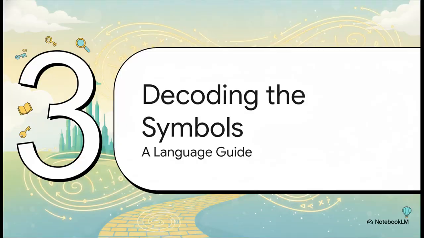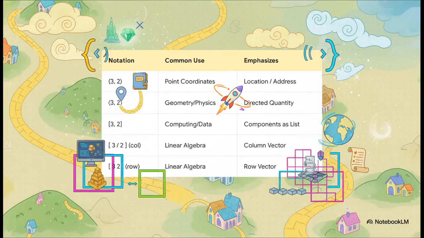So, if they're so closely related, that brings us back to our original mystery. Why all the different symbols? Well, let's crack the code. The answer is that notation is a language, and just like in any language, good authors choose their words or symbols very carefully to emphasize a particular meaning. Think of this table as your official decoder ring. Those familiar parentheses, they usually signal we're talking about a location, a point. Angle brackets, super common in physics, really emphasizing that idea of a directed journey. Square brackets often just mean a list of data in programming. And then you've got the row and column versions, which are absolutely critical in linear algebra. It just goes to show you, context is everything.